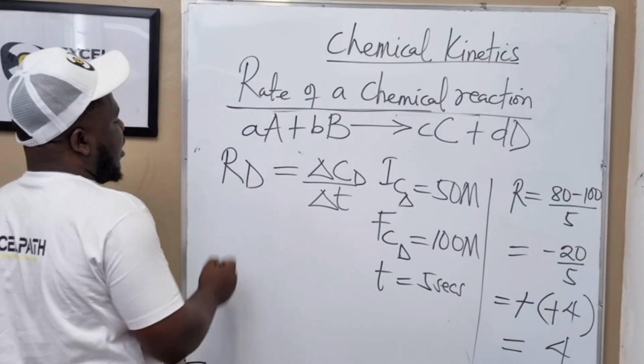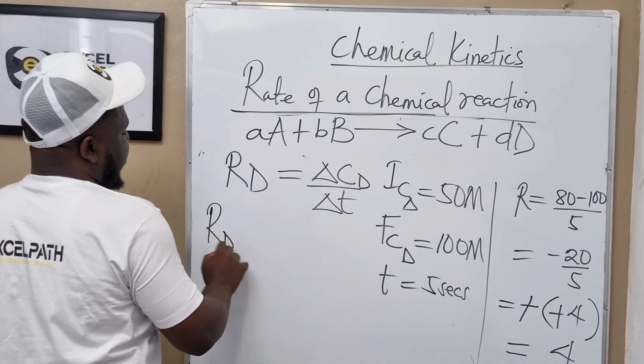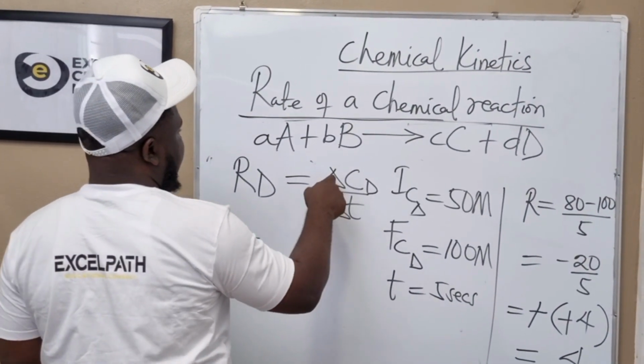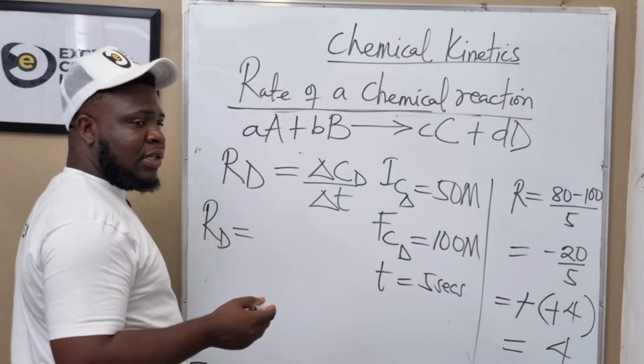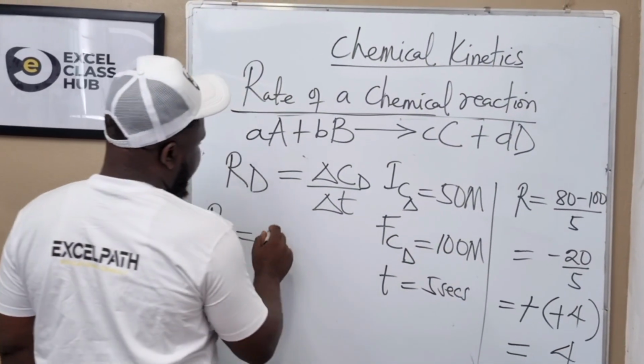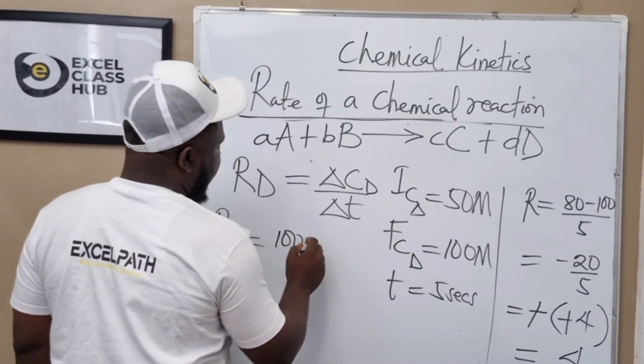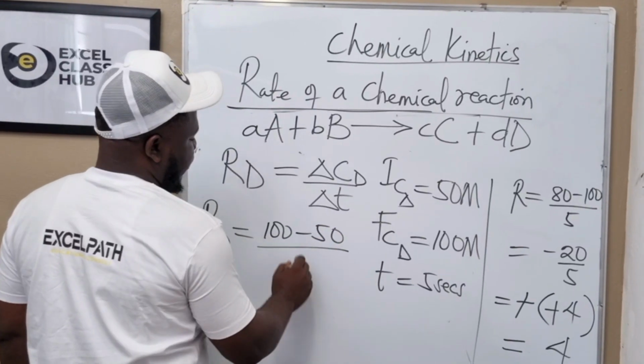So let's attempt to calculate the rate. The rate of D now becomes, like I told you earlier, anything that is called change is final minus initial. The final concentration here is 100, the initial is 50, all over 5.